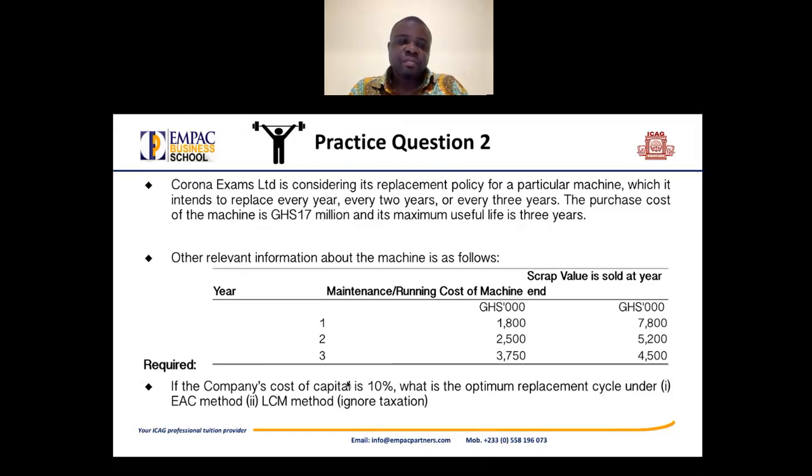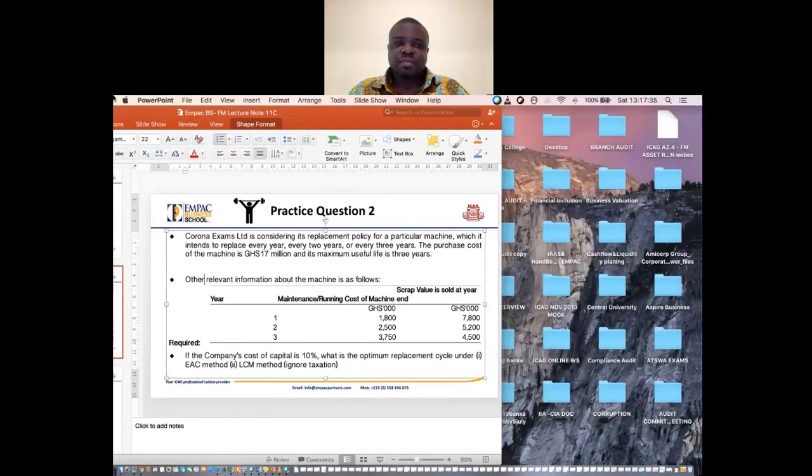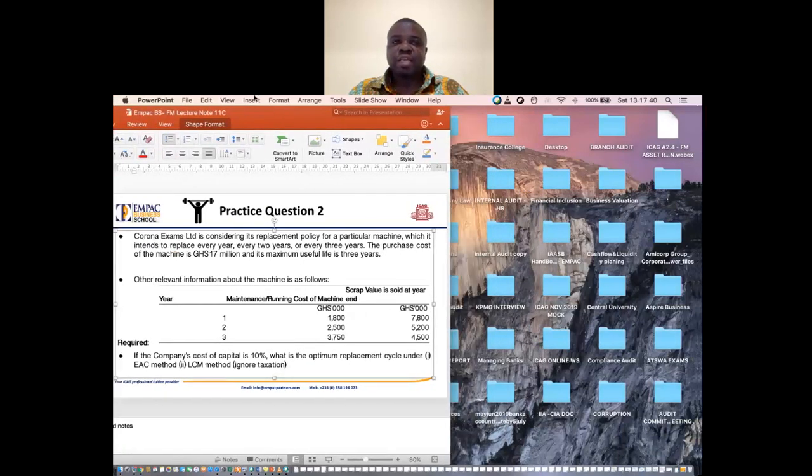Required: if the company's cost of capital is 10%, what is the optimum replacement cycle under A, the ICAG method, that's the equivalent annual cost method, and B, the lowest common multiple method, and you are asked to ignore taxation. All right. So this is a typical asset replacement question. And when it comes, you see that students are all over the place. You remember the last time you saw a question like this?